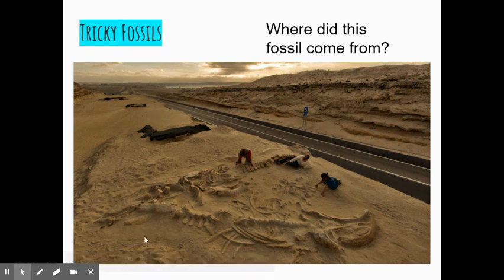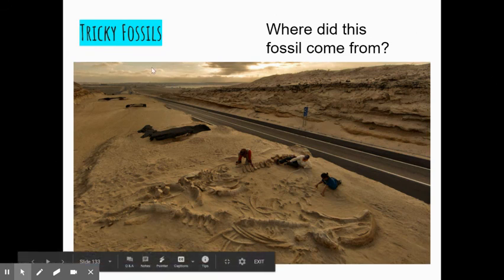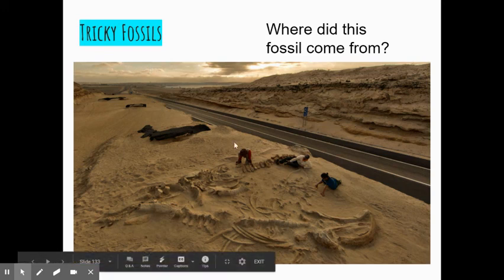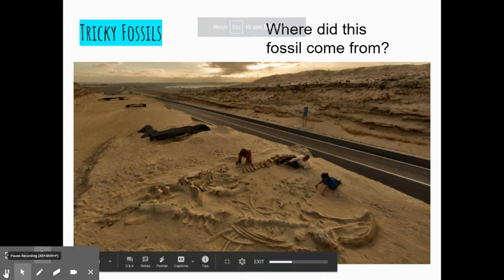Okay, now this one is a tricky one. Where did this fossil come from? What's the environment? That's right. If you didn't guess it already, this is a whale. And it comes from the ocean. Do you see how big it is? How many bones there are? It came up and washed offshore. And they found it over half a mile away from the beach. That's a long way.